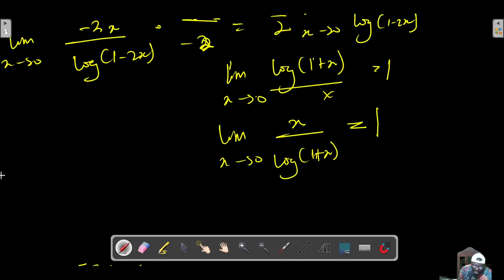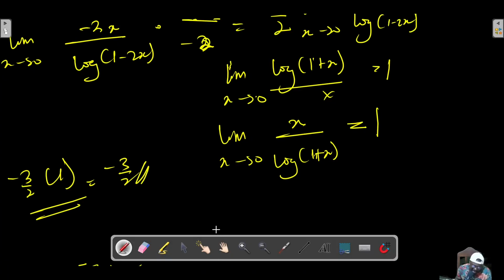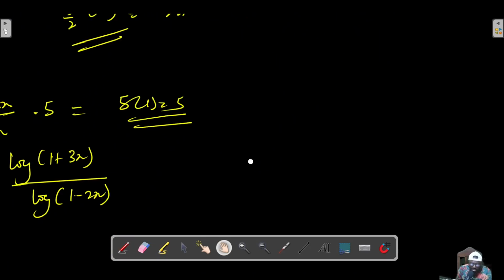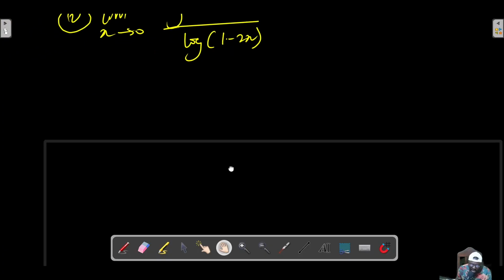So yes, we'll end up with -3 on 2 times 1. So our answer is supposed to be -3 over 2. As simple as that. It is not difficult. Now let us try another one.